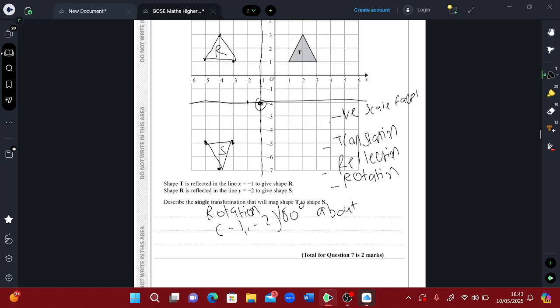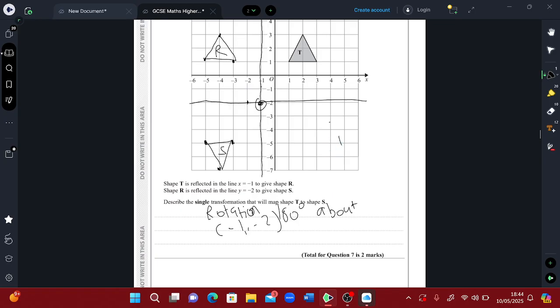So it would be 180. You could argue it's a negative scale factor, and it does say that in the mark scheme, enlargement with scale factor -1 from the same point. So they're the same thing, but it's a rotation here. So those are the three to look out for with any sort of transformation questions.